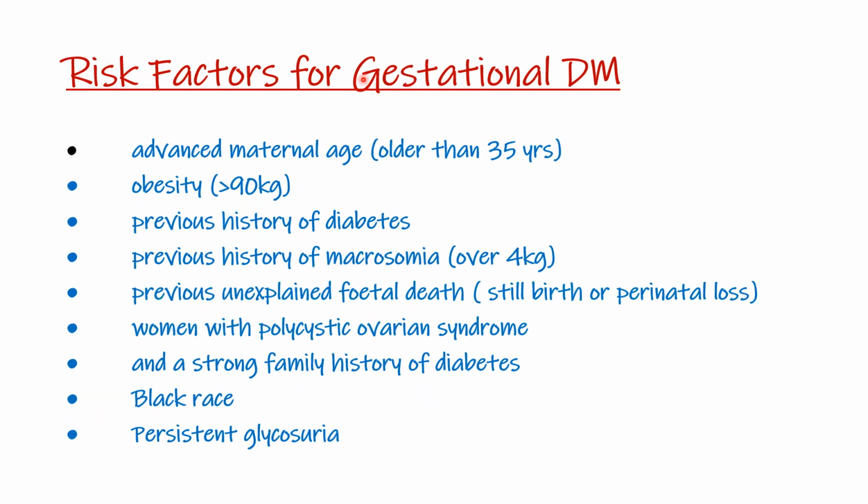So the risk factors of gestational diabetes are advanced maternal age, older mothers that is greater than 35, obesity greater than 90 kgs, previous history of gestational diabetes, previous history of macrosomia, so if the mother has a previous history of birthing a big baby, previous history of unexplained fetal death, that is stillbirth or perinatal loss, women with polycystic ovarian syndrome, a family history of diabetes, black race, and persistent glycosuria. This is the presence of glucose in urine.